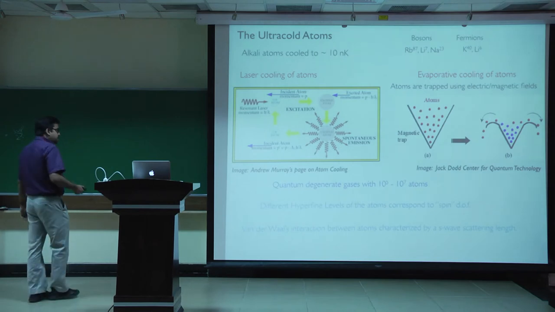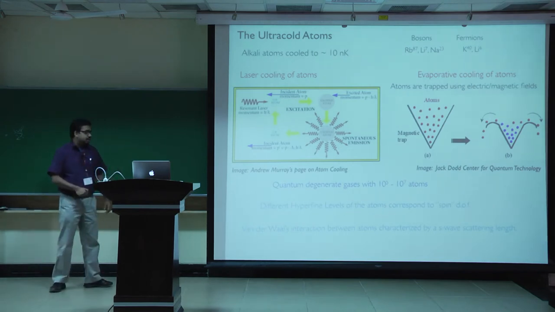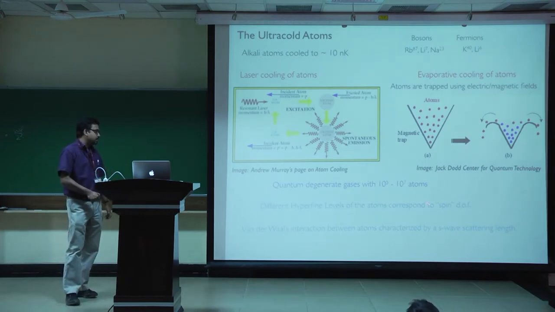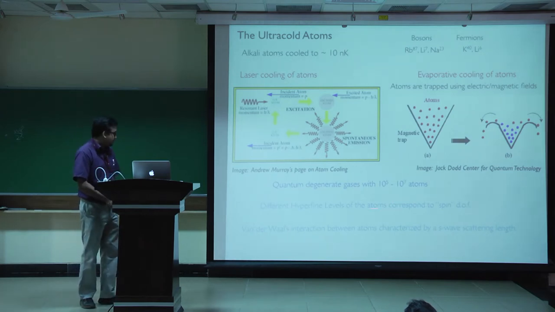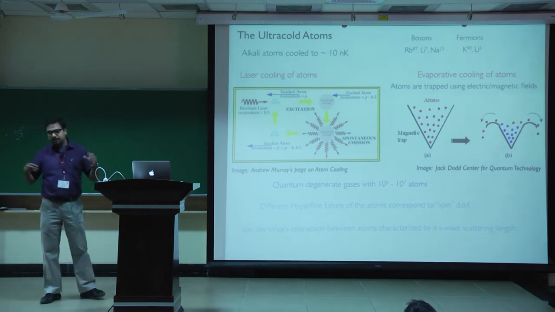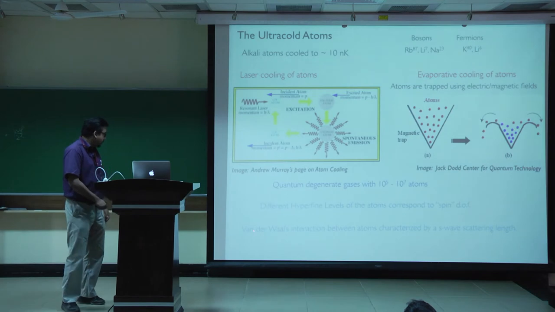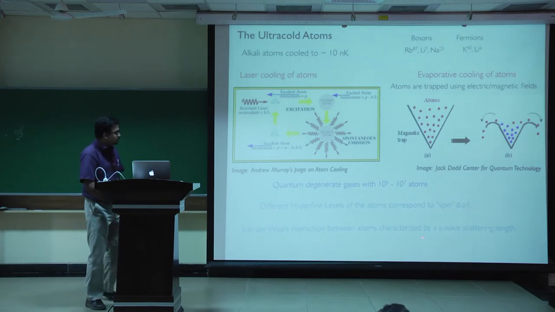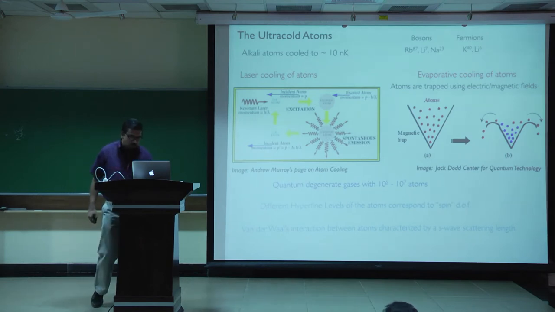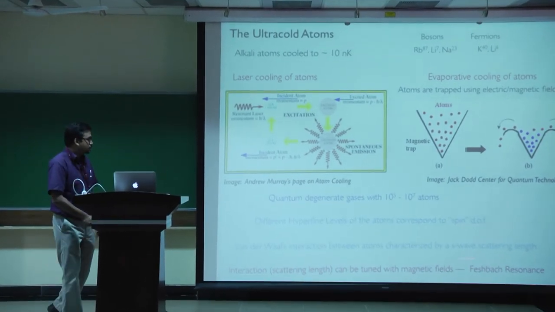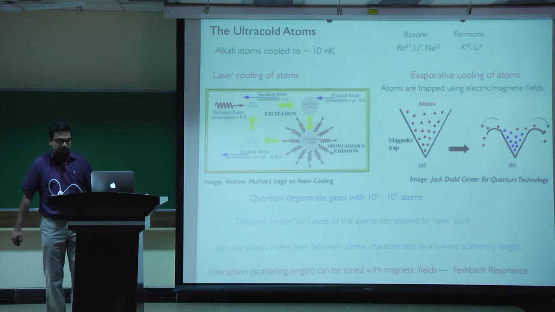Now, these atoms are complicated objects because they have internal levels. There are different hyperfine levels of the atoms. And these hyperfine levels are what will correspond to the spin degrees of freedom that we will talk about. So we have a quantum degenerate gas with internal degrees of freedom, which can correspond to spins. And then we have van der Waals interaction between these atoms. These are neutral atoms, so no Coulomb repulsion. And these are usually characterized by an S-wave scattering length. And as we go forward, you will see that the interaction or the S-wave scattering length in these systems can be tuned with magnetic fields through what's known as a Feshbach resonance.